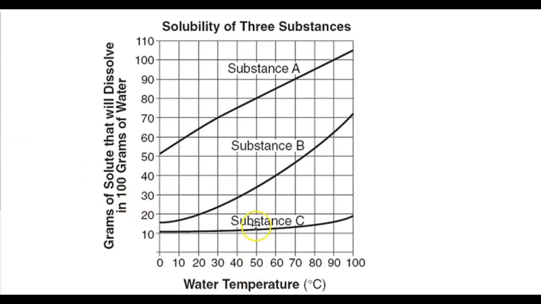Looking at 50 degrees, substance C can dissolve about 12 grams. The way we find that out is simply by locating 50 degrees on our graph. Now, looking at this line, which represents 50 degrees, we can determine how many grams of a material dissolves just by drawing a straight line from this intersection over to this axis, and we can estimate the amount of material. Substance B and substance C is right there.